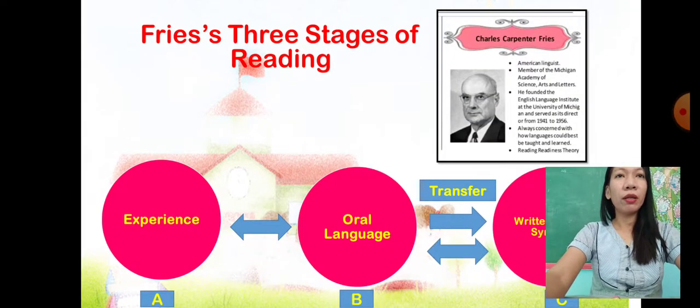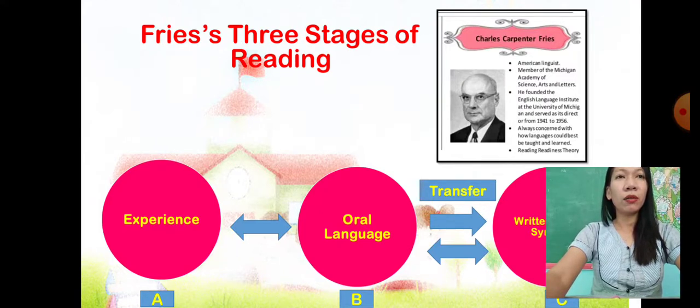So we have here the diagram which shows reading as an interplay of one's experience, oral language, and ability to interpret the written or printed symbols for that language. Oral language consists of symbols that stand for experiences, while the written or printed symbols that represent oral language are therefore also a representation of experiences.